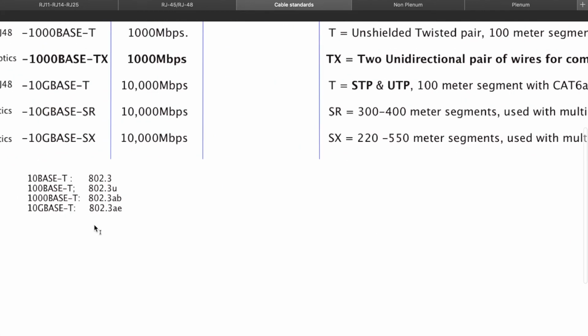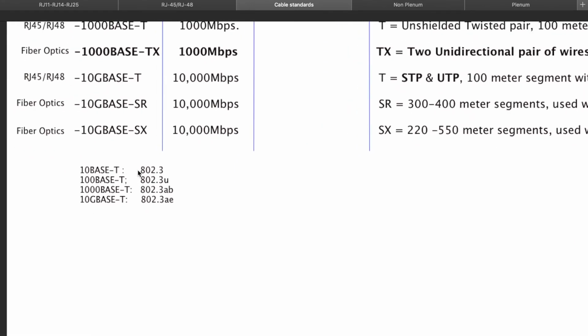Another thing good to notice would be that the 10 base T is called 802.3. This is the name of the standard. The 100 base is 802.3u, and then you have 802.3ab and 802.3ae. So if you're taking any kind of test, you might want to memorize these.